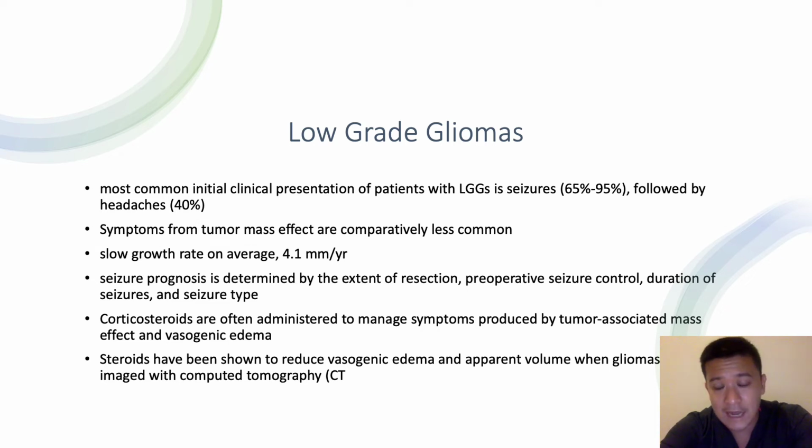Steroids will counteract the effects of vasogenic edema, thereby decreasing the perilesional edema and the pressure, the ICP, inside the brain. Again, steroids have been shown to reduce vasogenic edema and apparent volume when gliomas are imaged with computed tomography, or CT.